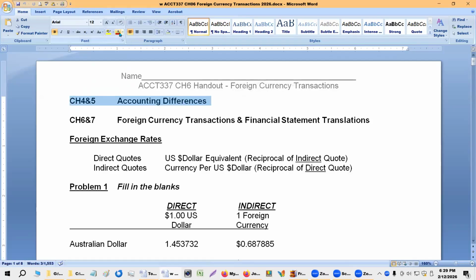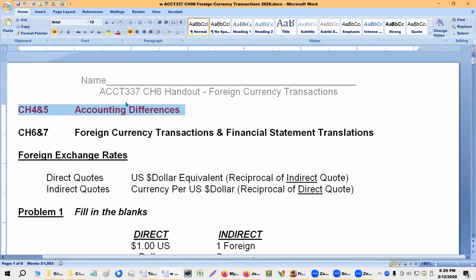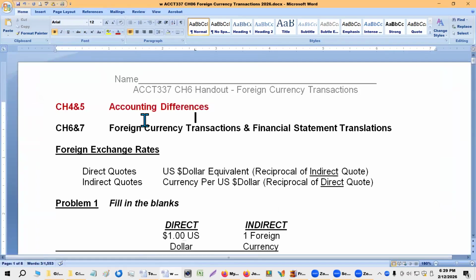Chapters 4 and 5 are on accounting differences. Chapters 6 and 7 are on differences created by foreign currencies. So we have foreign currency transactions and then the financial statement translations of foreign currencies. So chapters 4 and 5 are on accounting differences, and 6 and 7 are on foreign currency differences.